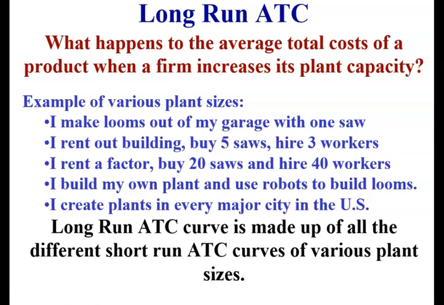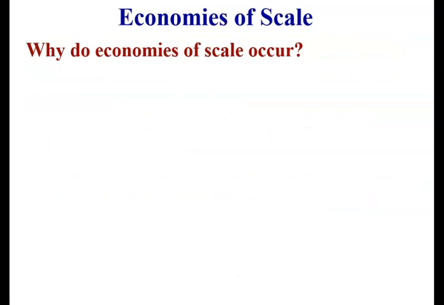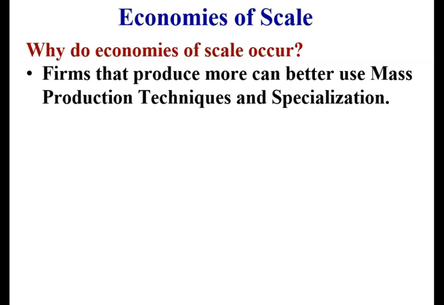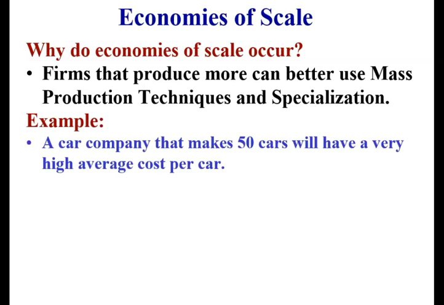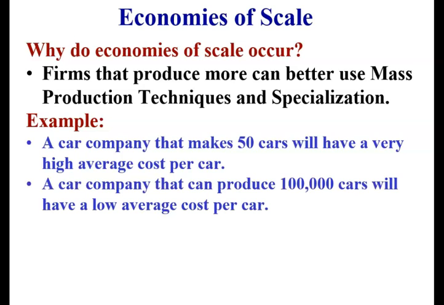The long-run average total cost curve is made up of all the different short-run average total cost curves of various plant sizes. Why do economies of scale occur? Firms that produce more can better use mass production techniques and specialization. So an example would be a car company that makes 50 cars will have a very high average cost per car. But a car company that can produce 100,000 cars will have a low average cost per car.